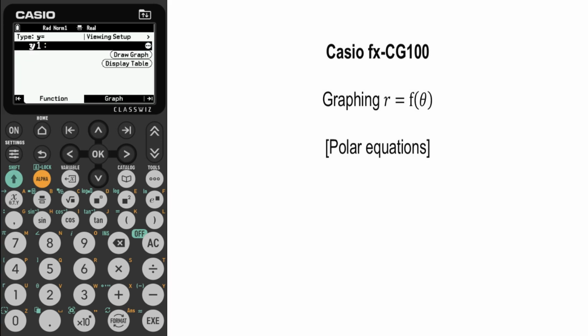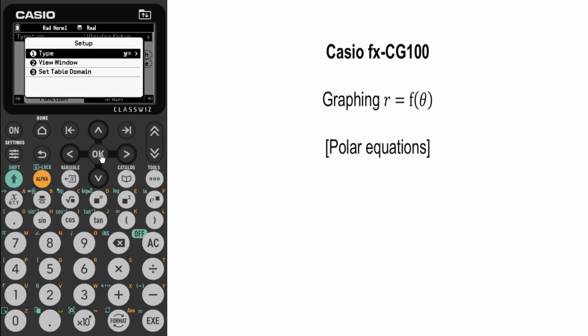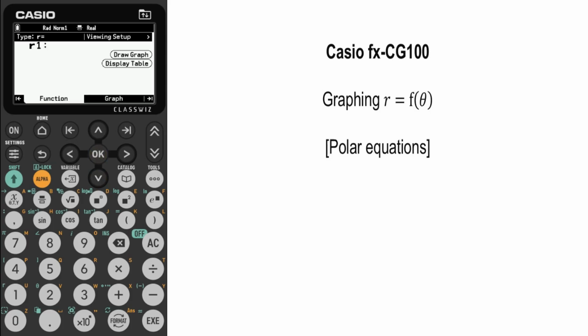To draw polar equations, we first of all need to change the type of graph we have. Currently it's set at y equals. If I press OK and then the first option for type, we want to go to the second option, which allows us to enter in polar equations. For example, we could enter in the polar equation r equals cos theta.